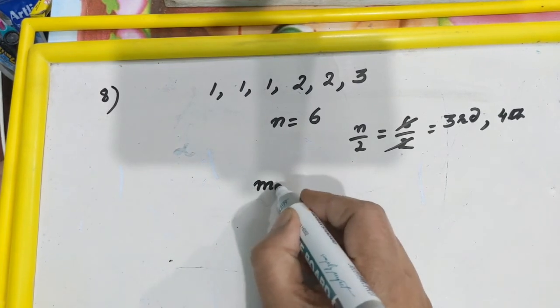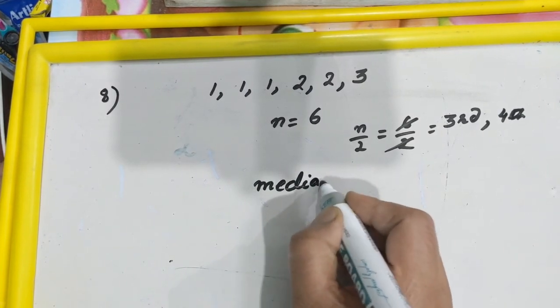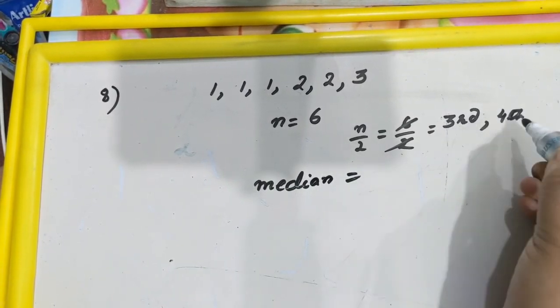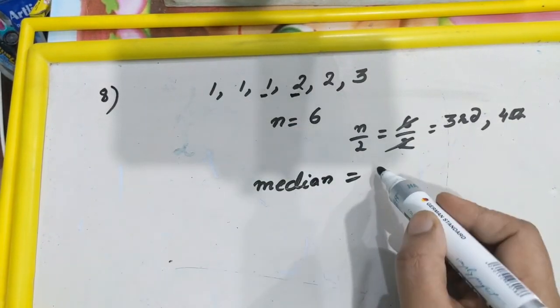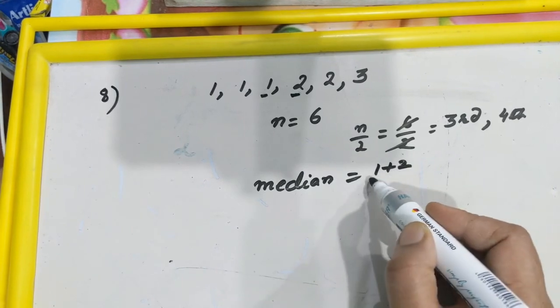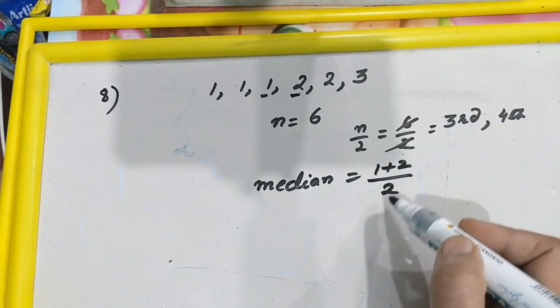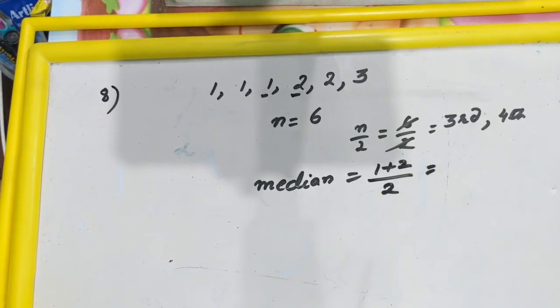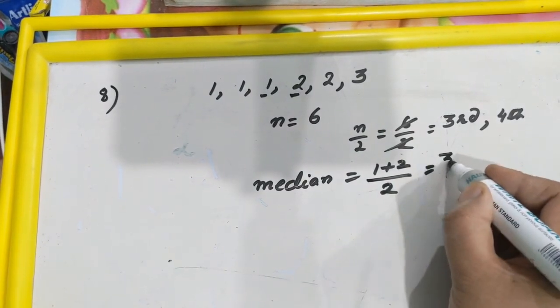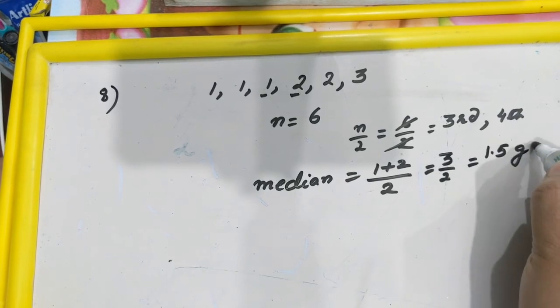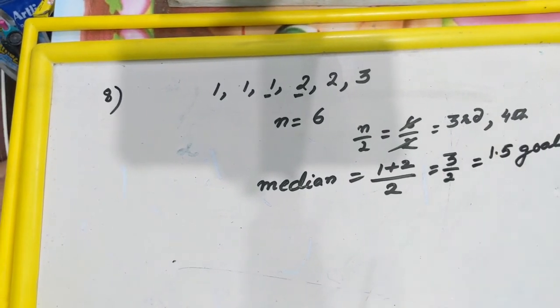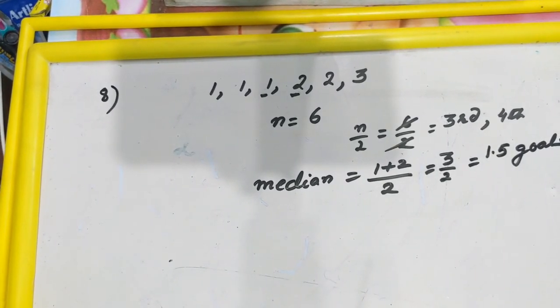So the median is the mean of these two terms. Median equals third term plus fourth term by 2. The third term is 1 and the fourth term is 2. So 1 plus 2 by 2, sum of observations upon number of observations, that is equal to 3 by 2, means 1.5 goals. Clear, children? This is how we find the median score of the given set of data.